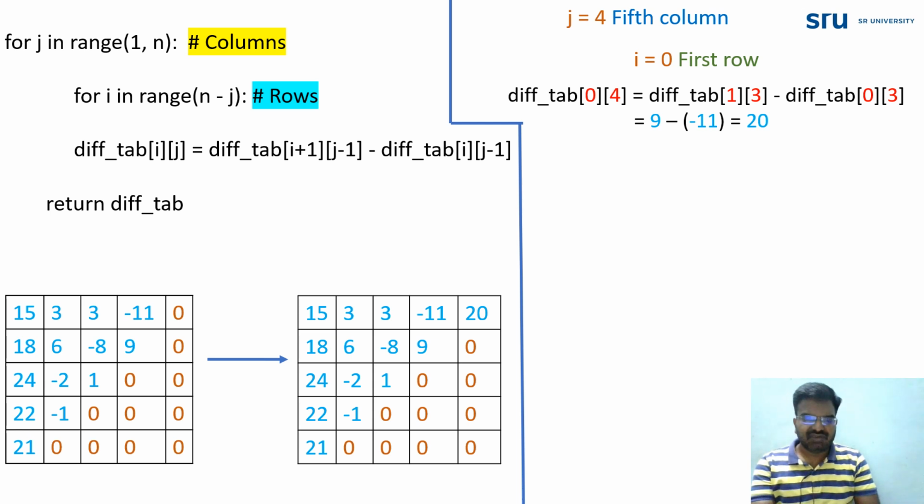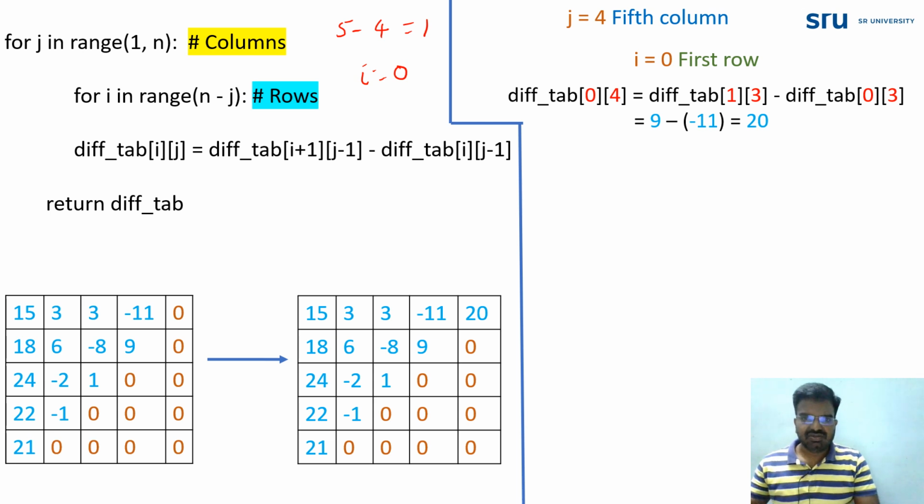Now the second for loop, the range is n minus j. What is n here? n is 5 and j is 4. So the range is 1. Means here i takes only 0. i takes only 0 means it is the first row.